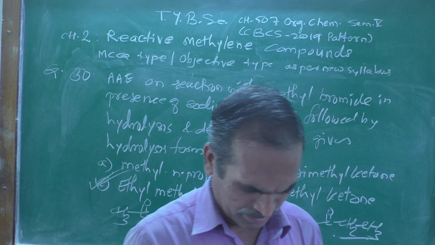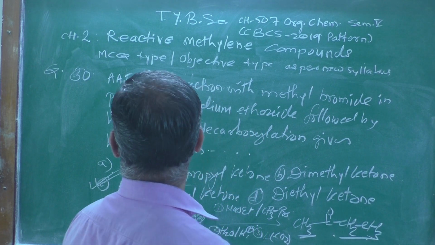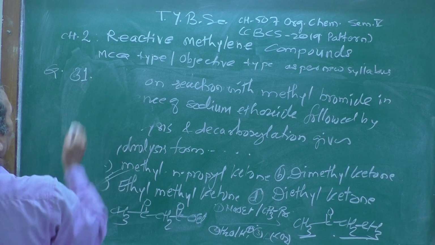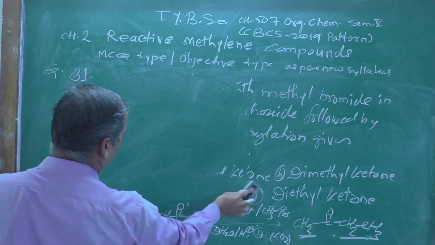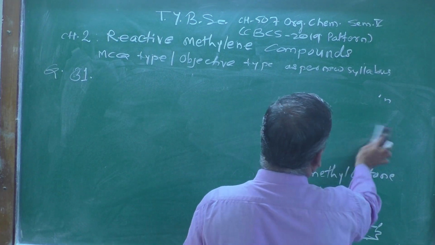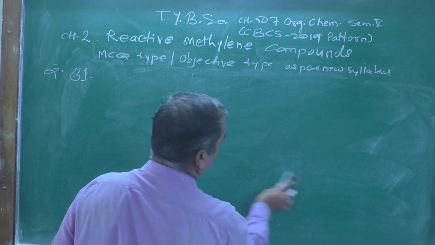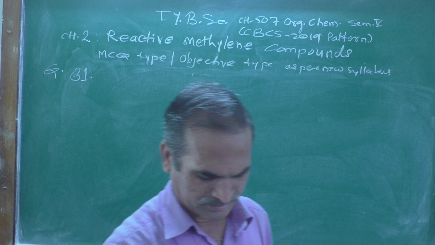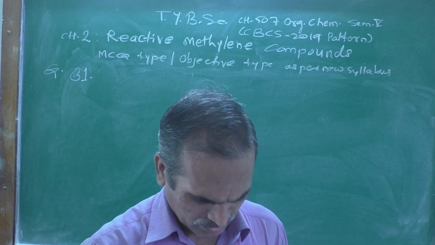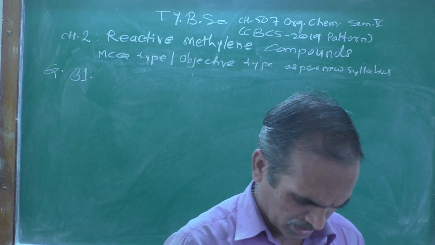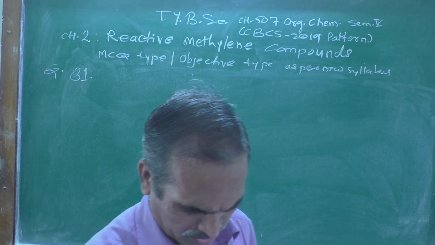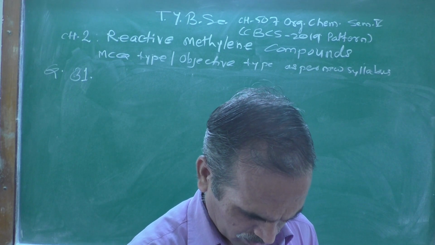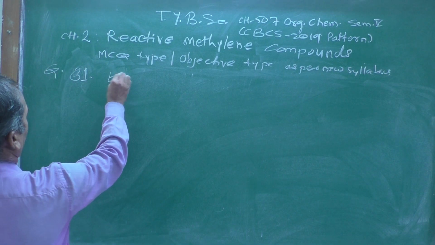Now let us move on to the next question, that is question number 31. Question number 31. Now what is it? Ethyl acetoacetate. I am writing using ethyl aceto. Let me write first. Ethyl acetoacetate.